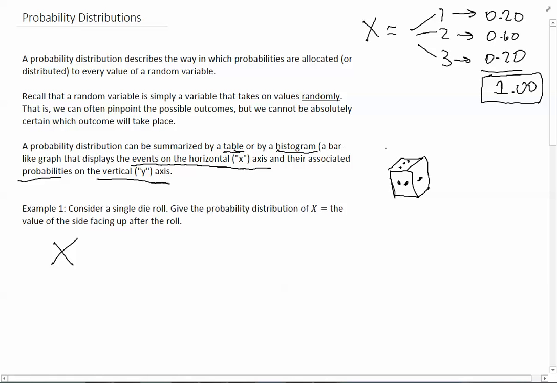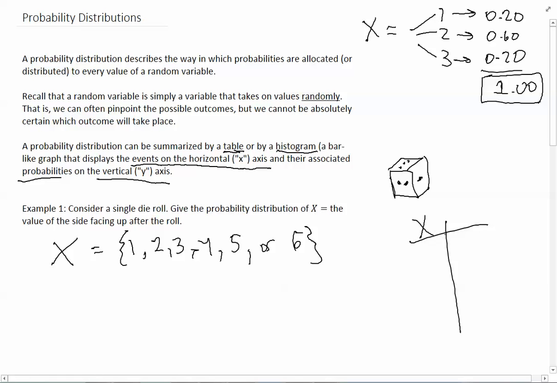We know that x can take on one of 6 possible values. The value that shows up after the roll is 1, 2, 3, 4, 5, or 6. Now, it can't take on all these values simultaneously. We're just saying that x takes on one of the values in this set, 1 through 6. If I were to summarize this in a table, I would say, what is x, and then what is the probability of that x value? We can have 1, 2, 3, 4, 5, or 6. Those are the sides that can come up.